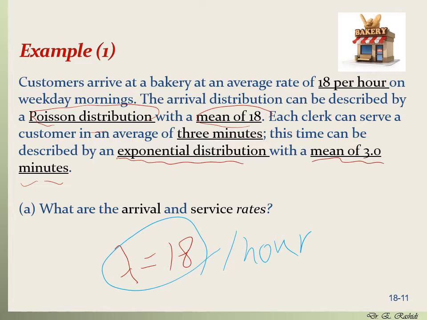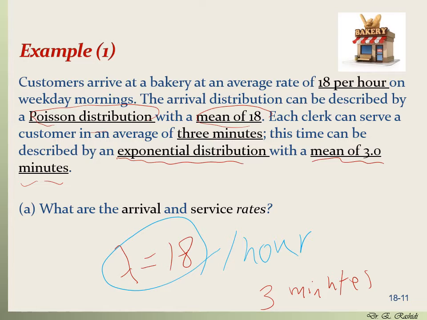So I'm going to keep the hour here for the arrival, and I'm going to convert the minutes for the exponential distribution of service time to hours as well. So each customer is going to take 3 minutes. That means, how many customers can we serve in an hour? So each hour is 60 minutes.